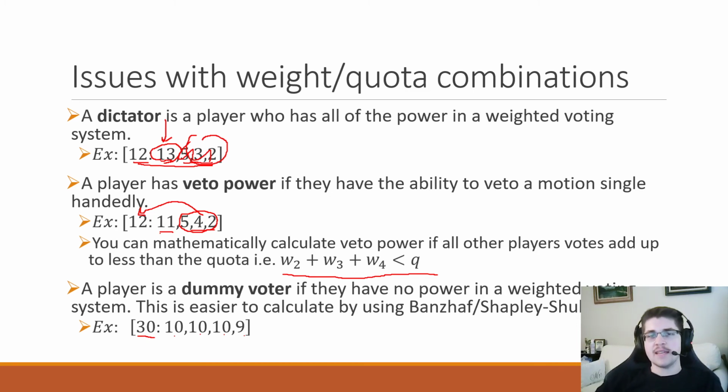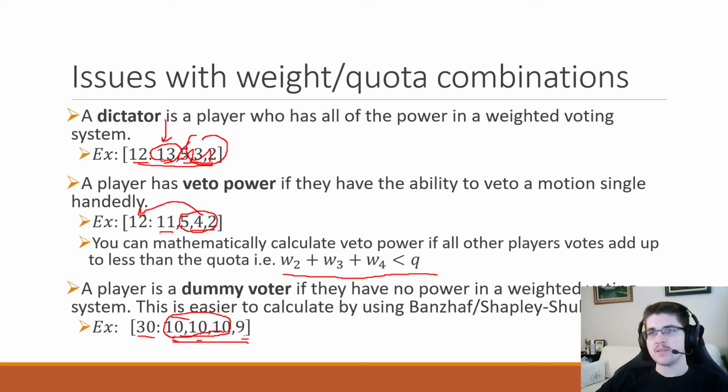So if we were to look at this, obviously if players 1 through 3 said yes, they would make the quota. But for example, let's say players 1, 2, and 4 each said yes, that'd be 29, they would not make it to the quota. So if we're looking at all the potential ways for this to pass, either all 3 of these people would need to say yes or all 4.